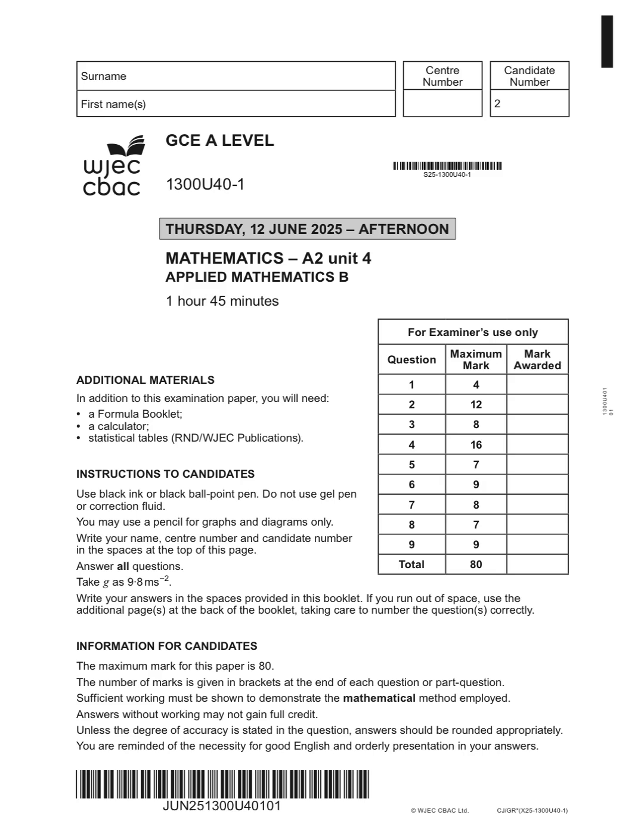Right, this is going to be me going through the 2025 Unit 4 Applied Maths. I'm going to do the stats and the mechanics.